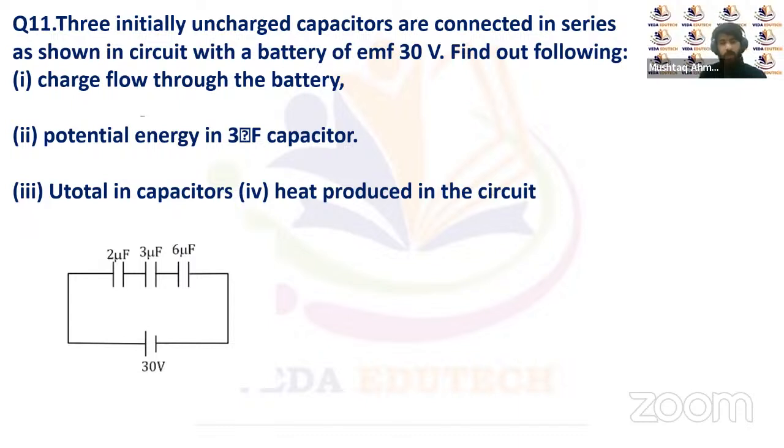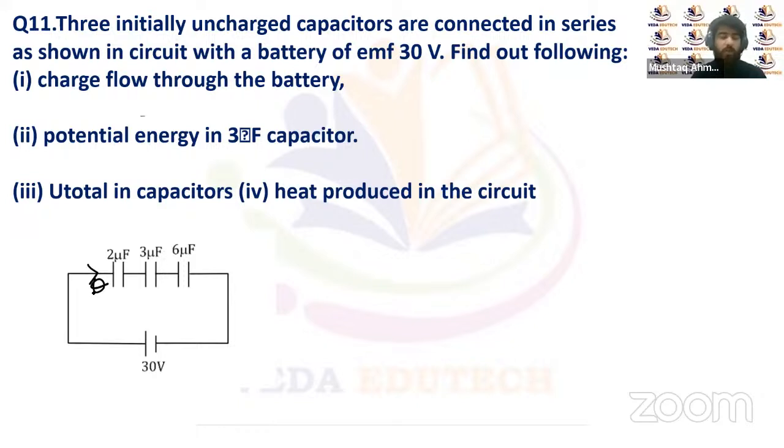You can see here the equivalent capacitance of these capacitors. All the 3 capacitors are in series, and each and every capacitor will have the same amount of charge, because they are placed in series. So 2 microfarad, 3 microfarad, 6 microfarad, all the 3 capacitors will have the same amount of charge.